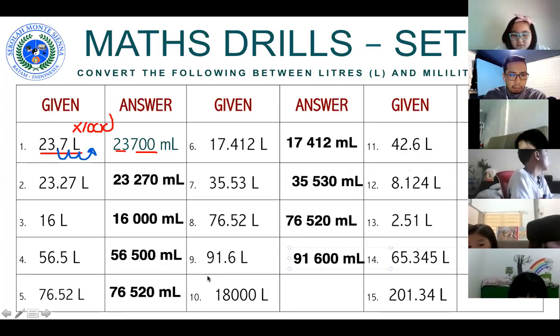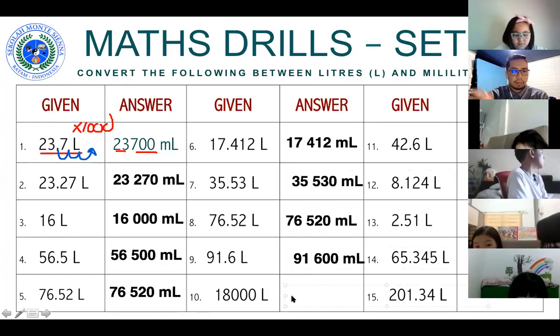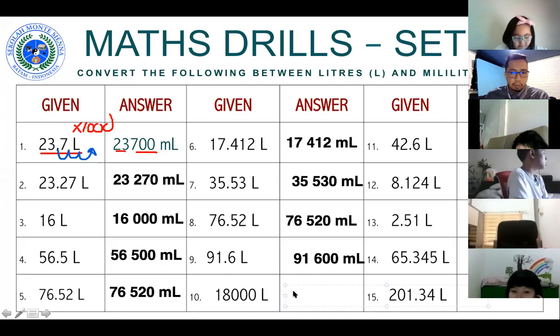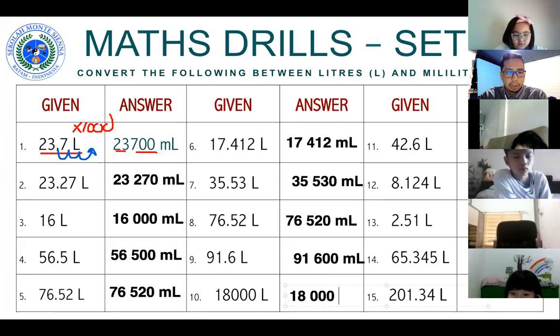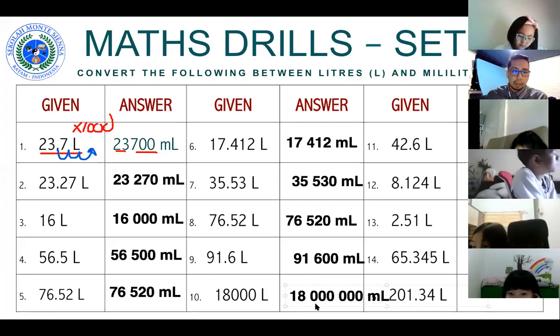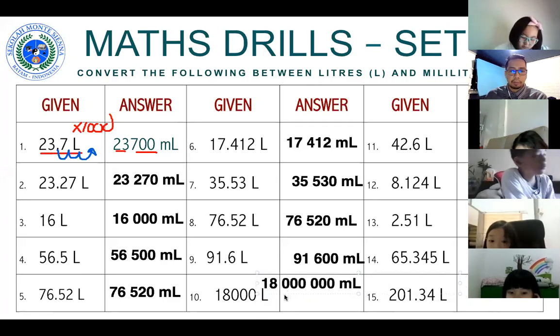91600 ml. How about number 10? 18 ml. Number 10: 1, 8, 1, 2, 3, and then another three zeros ml. It's 18 million ml.